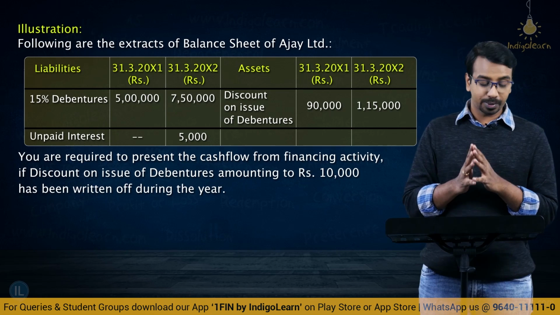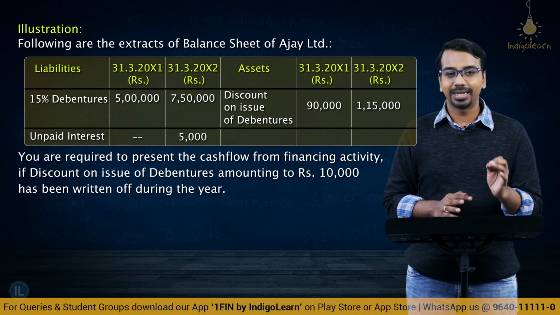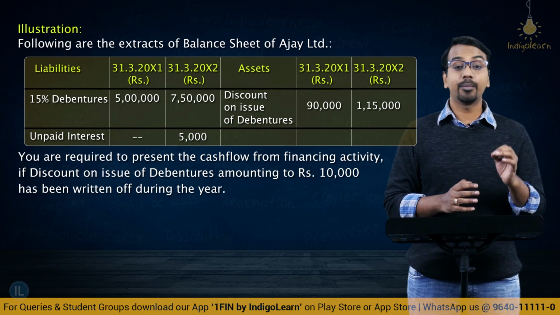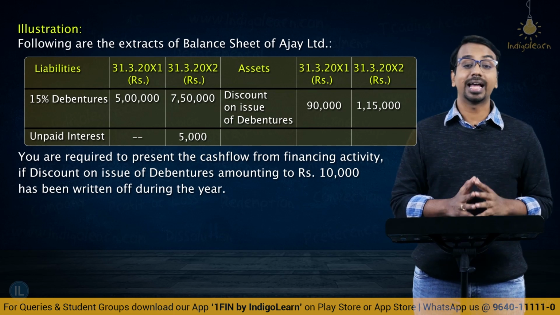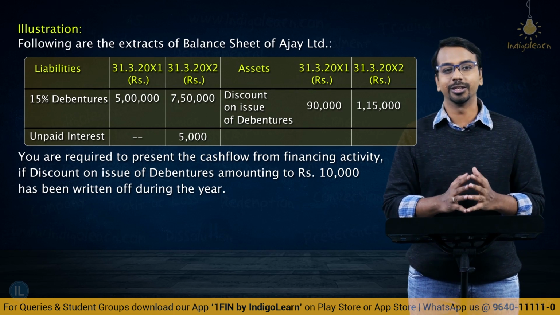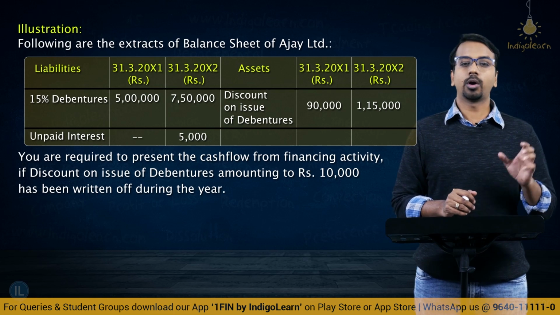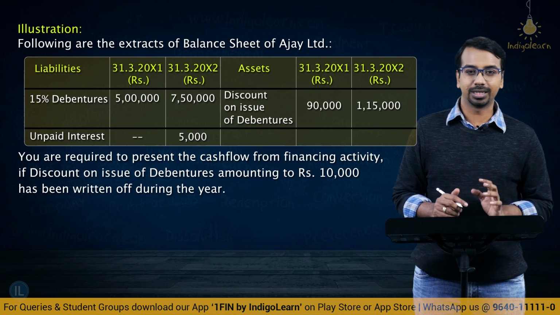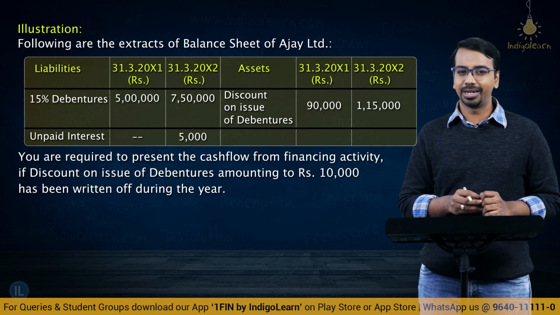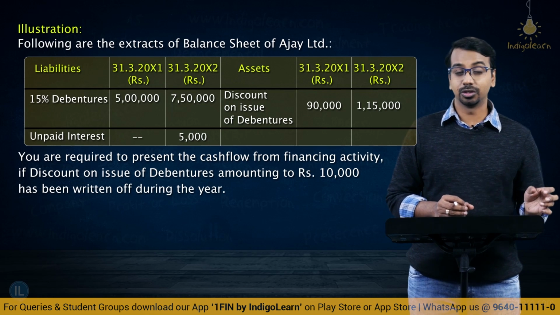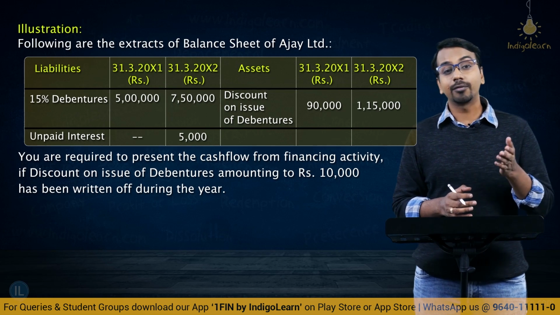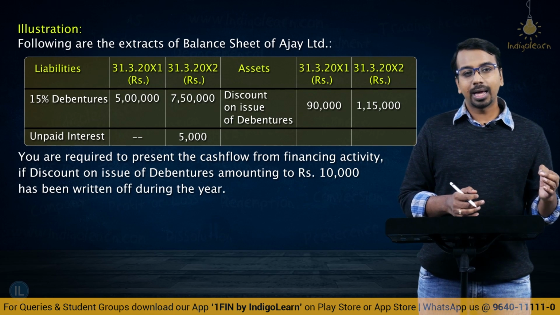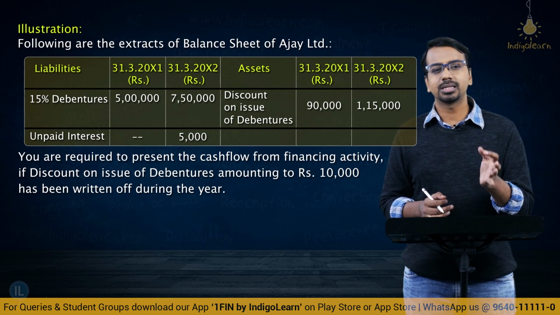You are required to present the cash flow from financing activities if discount on issue of debentures amounting to rupees 10,000 has been written off during the year. Now in the given question, what is the requirement? We are required to prepare cash flow from financing activities. Now what is the financing activities related information here? You have debentures, you had opening balance of debentures, you have closing balance of debentures, and as you can see, opening balance was 5 lakhs, closing balance is 7 lakh 50,000.